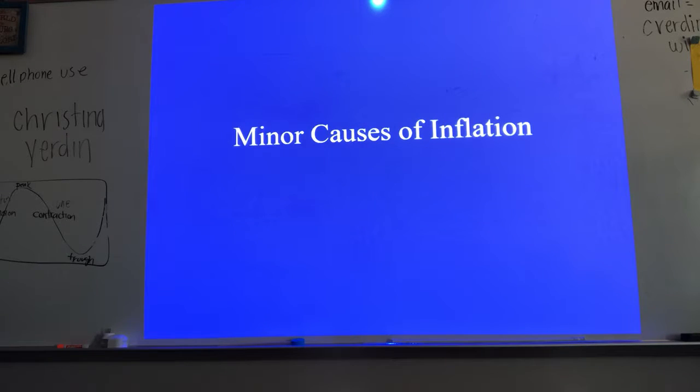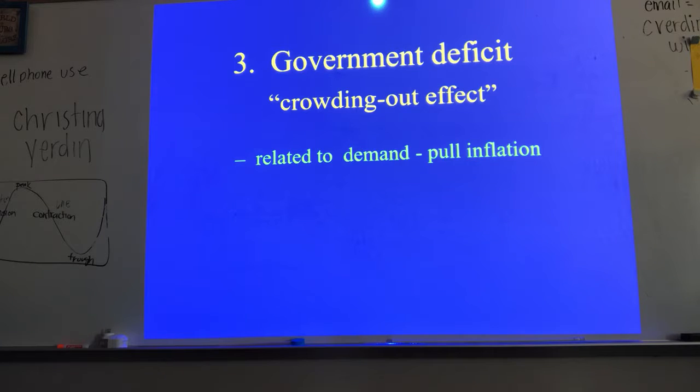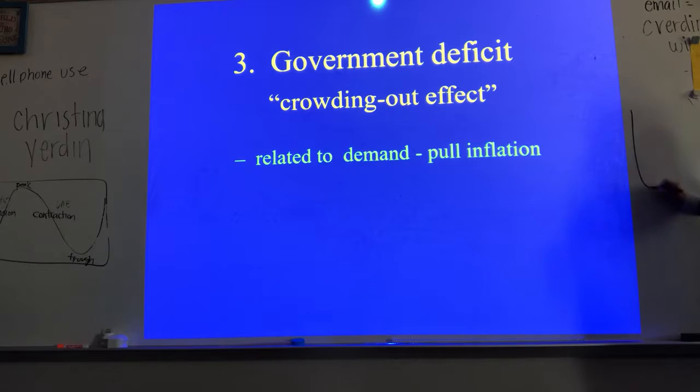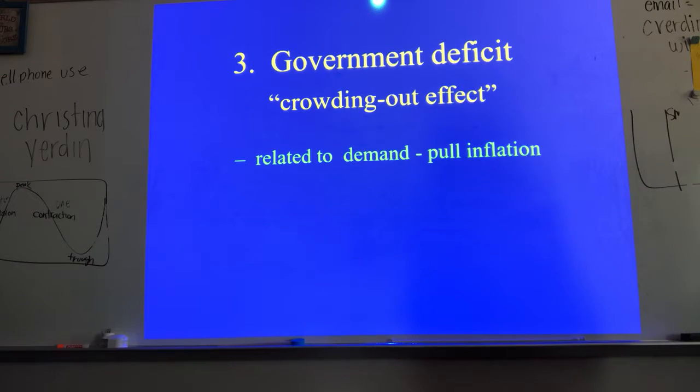Okay, so minor causes of inflation. One is the government deficit. It's called crowding out, and this will not make sense till I get to monetary policy. So just imagine our money supply. Eventually, I'm going to come in and explain our money supply, and our money supply graph looks like this. It's a straight line, okay? And the reason why it's a straight line is that there's only a set amount of money in our economy, okay? And so if the government is coming in and taking a good chunk of that money supply, how much money supply is left for the American consumer and business? Not very much, right? And so when the government puts their hand in the money supply, they crowd out everybody else.